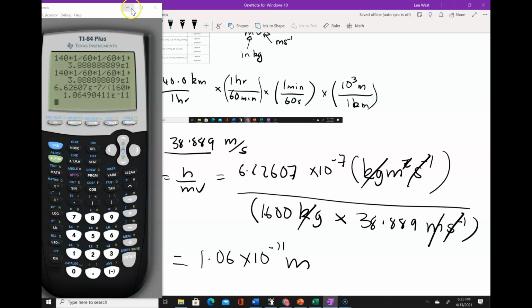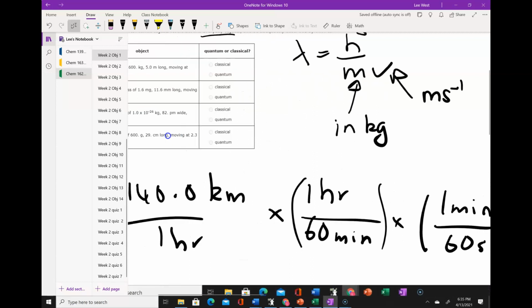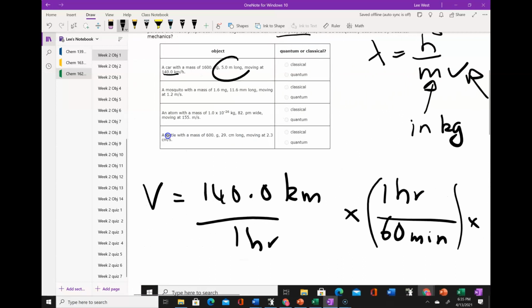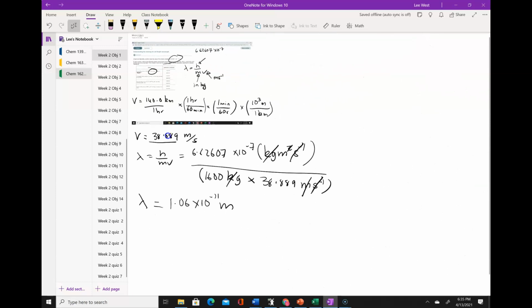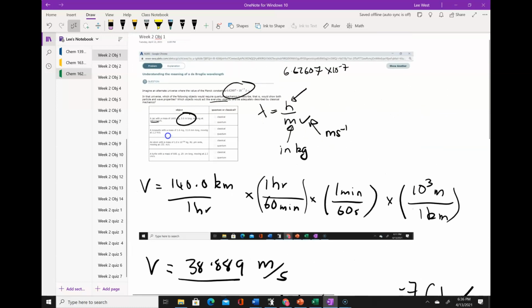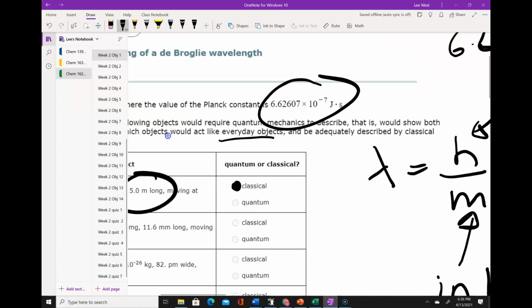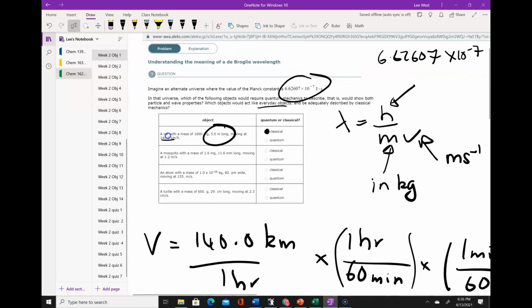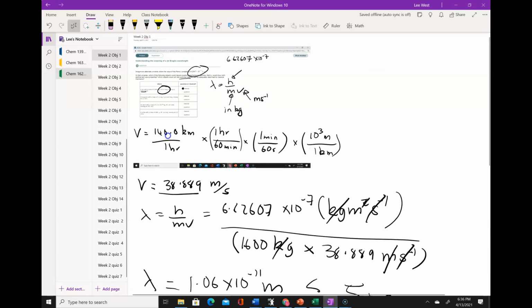So that's a small number, isn't it? Now, how big is my car? Well, my car is 5 meters long. So it's like a 15-foot long car, right? So this number here is less than 5 meters. So the wavelength is a lot smaller than the size of the object. So a classical description is what's going to work for that. We don't have to use quantum mechanics to describe how it behaves.